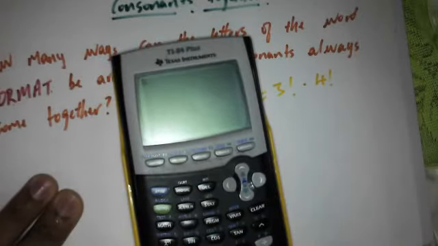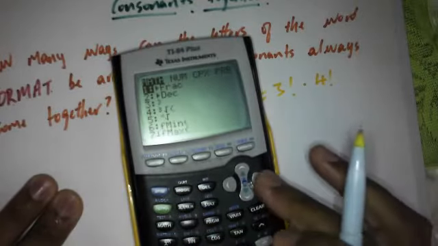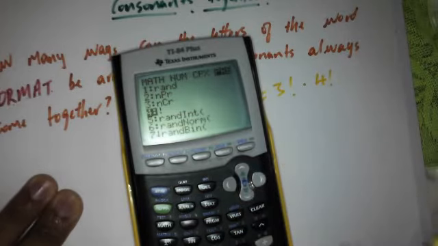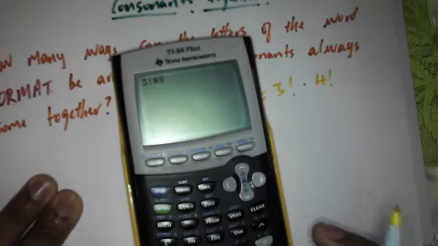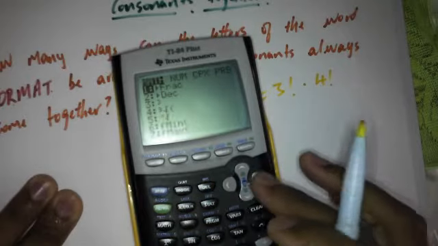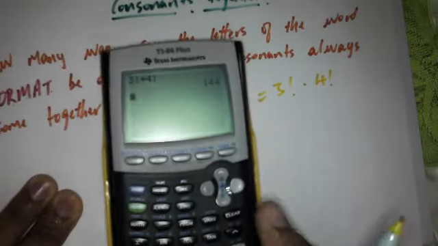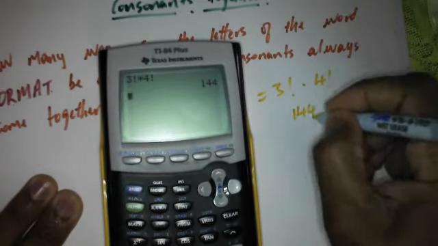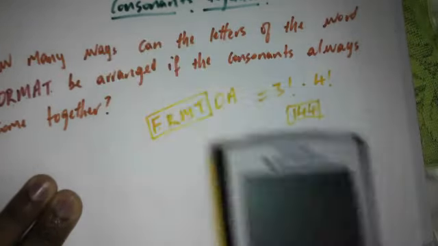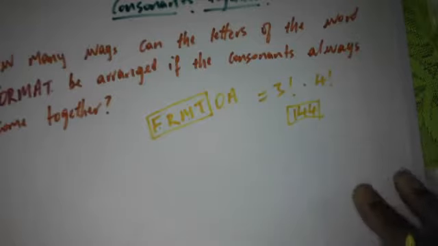And again, we can tell what that is. So we could just hit 3, hit math, come over to PRB, come down to number 4, so that is 3 factorial times 4. Hit math again, come over to PRB, come down to number 4. So that would be 144 ways the word format can be arranged such that the consonants come together.